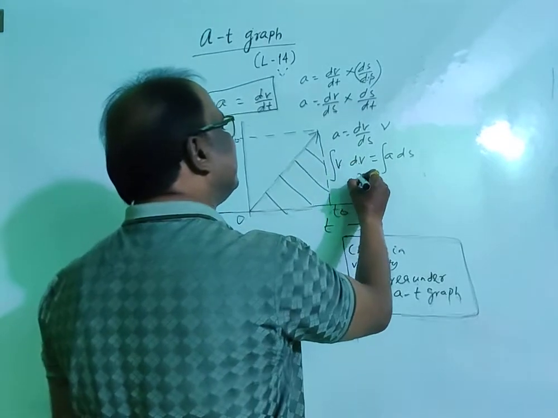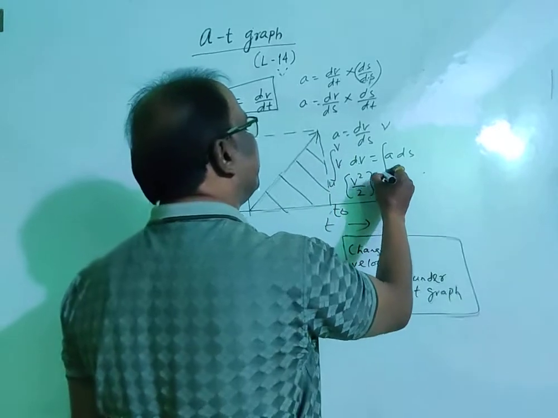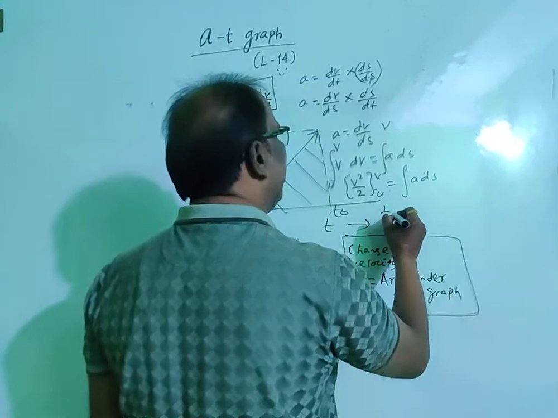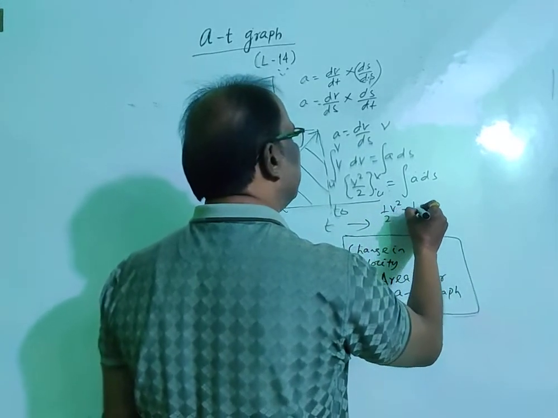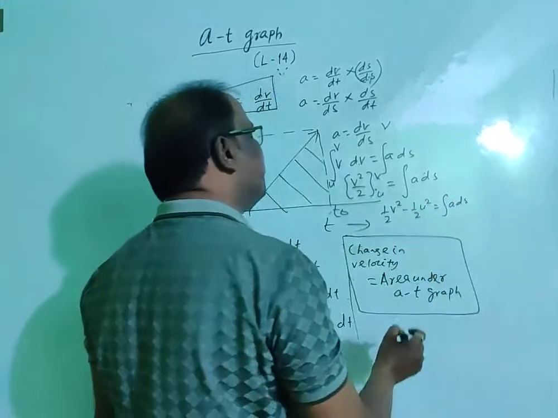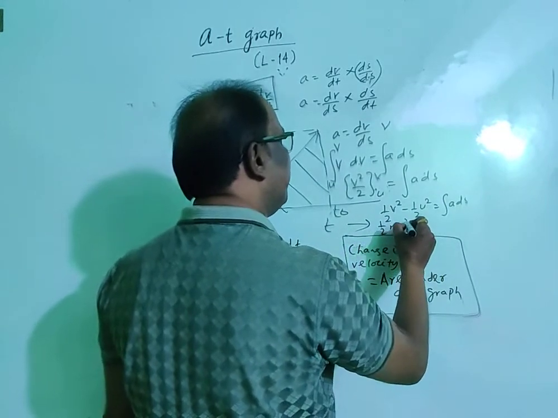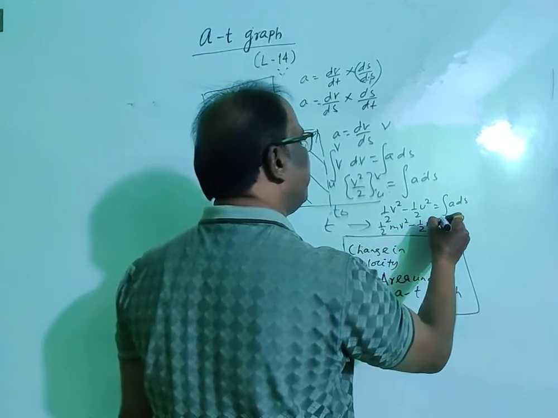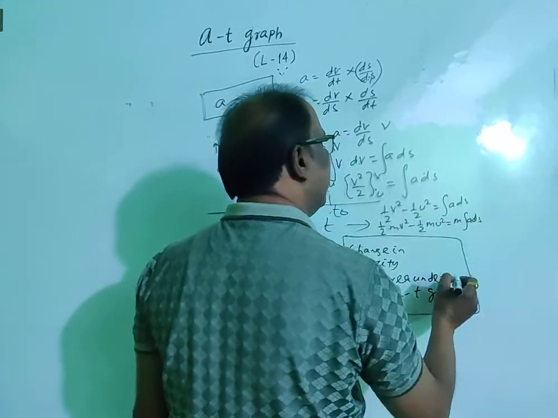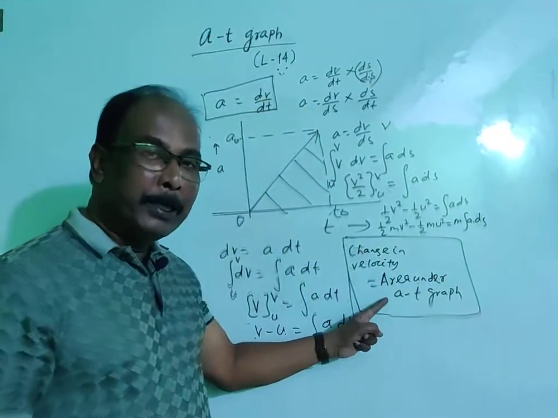The integral of v dv is v square by 2. You may put limits from u to v, equal to the integration of a ds. So here we are getting half v square minus half u square is equal to the integration of a ds. If you multiply by mass, then it is half m v square minus half m u square is equal to m into the integration of a ds.